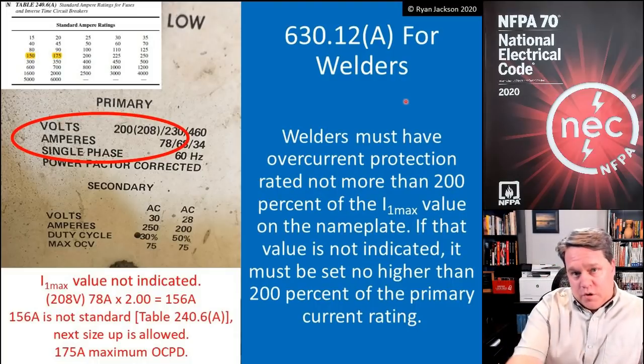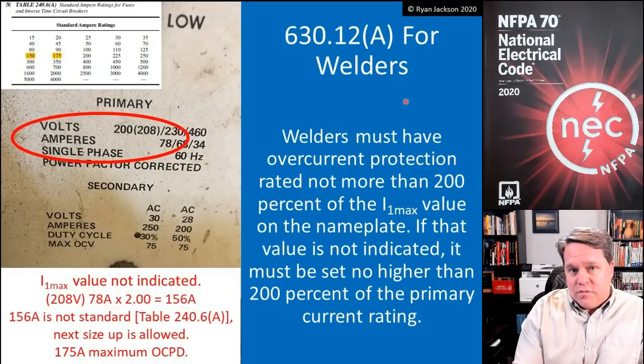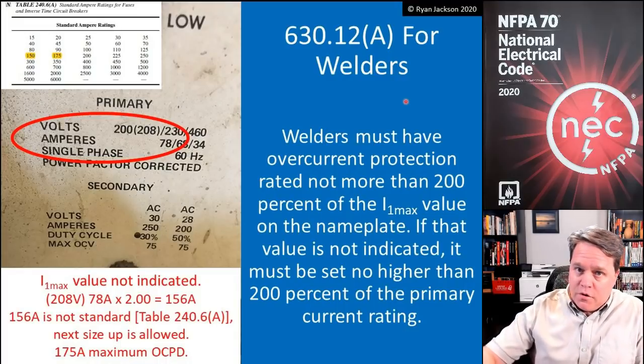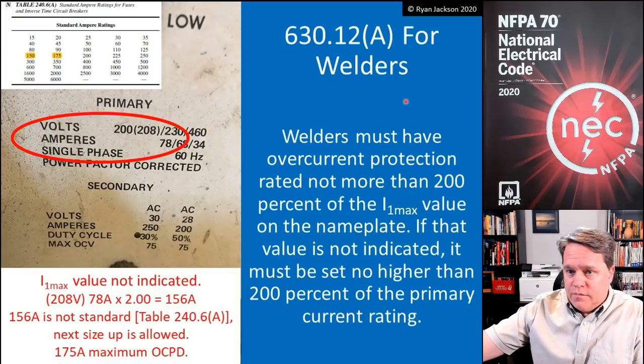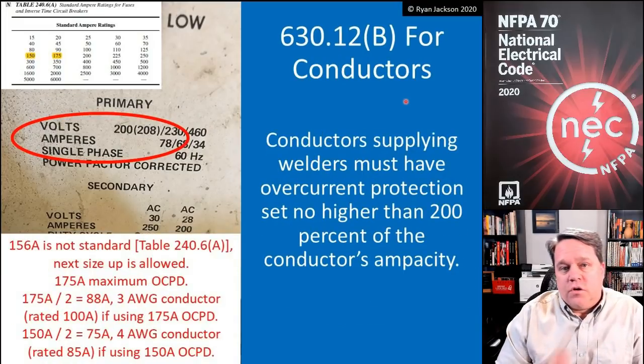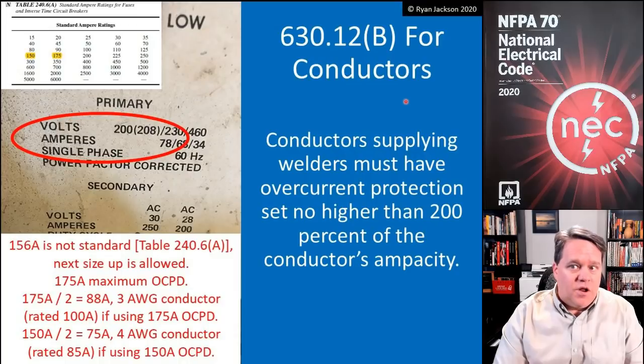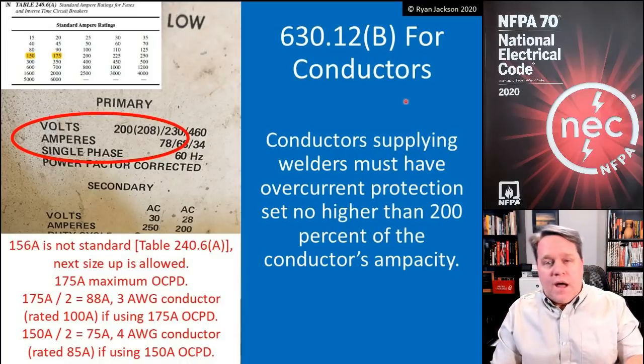So we're going to write that number down. Under no circumstance can we exceed 175 amps. We write that on a piece of paper and we push that off to the side. And then we do a different calculation to protect the conductors. And then we need to bear in mind that both have to be satisfied.